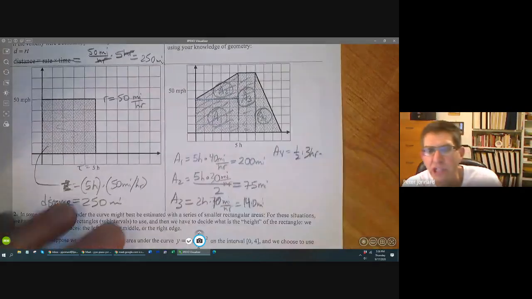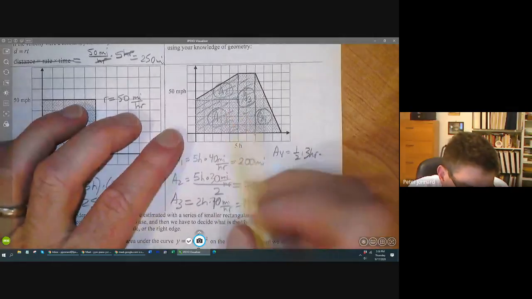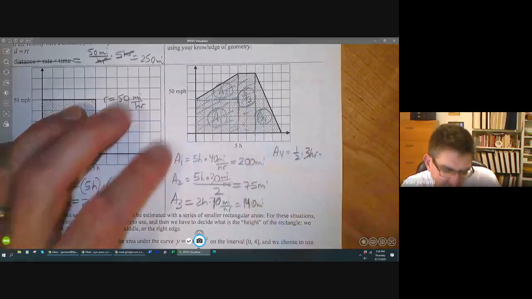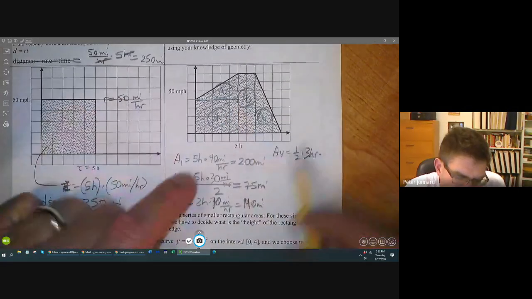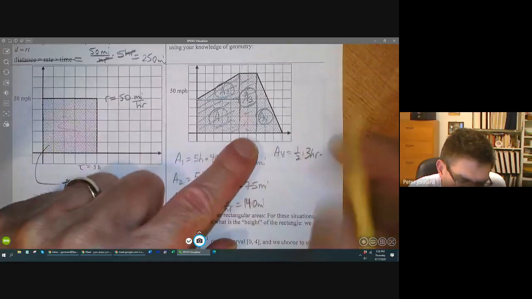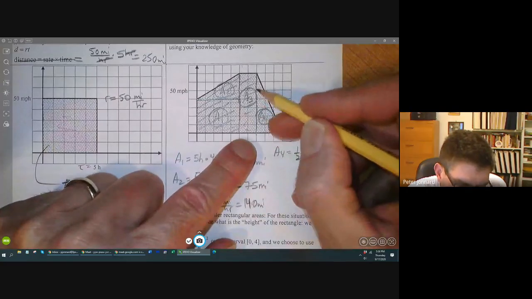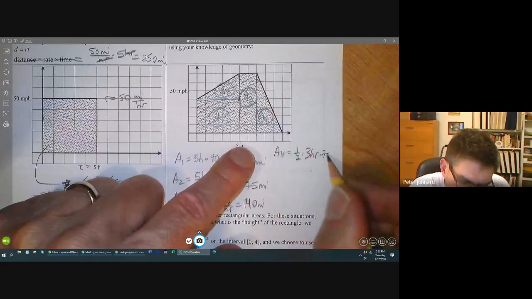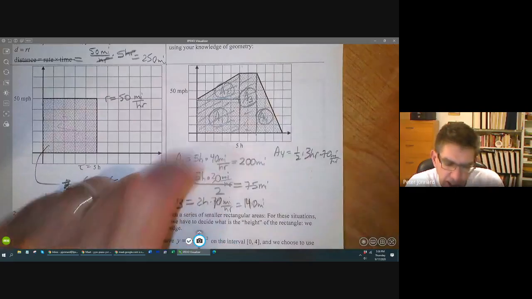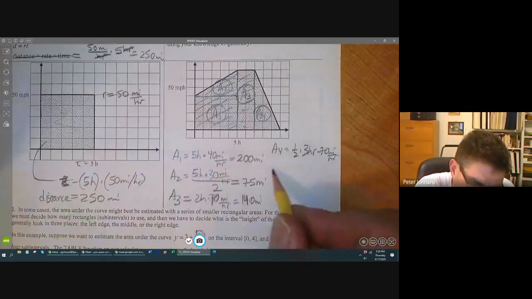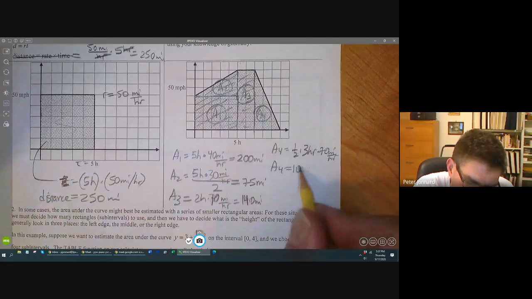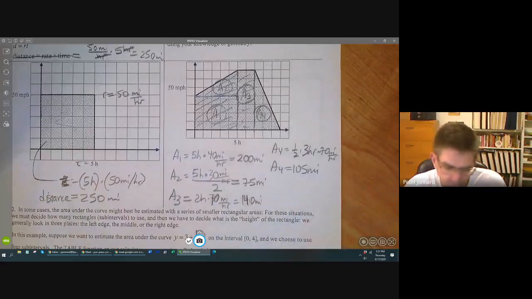Okay, now I'm questioning everything. Area 2 was indeed 30 by 5, so that is correct, divided by 2. So we're good here. Okay, so area 4 is 3 hours times 7 times 70 miles per hour. And this would be what? 210 divided by 2, 105. 105 miles, which I just think is cool.